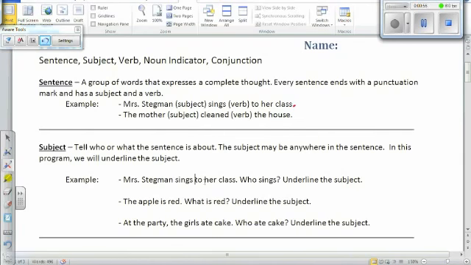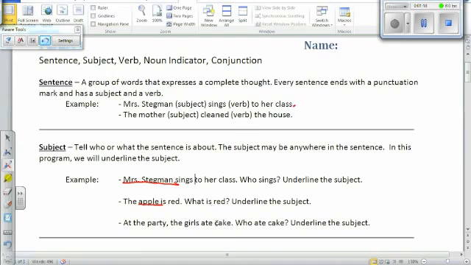Mrs. Stegman sings to her class. Well, we have to figure out who is the sentence about. So we say, who sings? Mrs. Stegman is the one who sings, so we underline Mrs. Stegman. That's our subject. The apple is red. We figure out what's the sentence about. Well, what is red? It's the apple. The subject is apple. That's what the sentence is about.